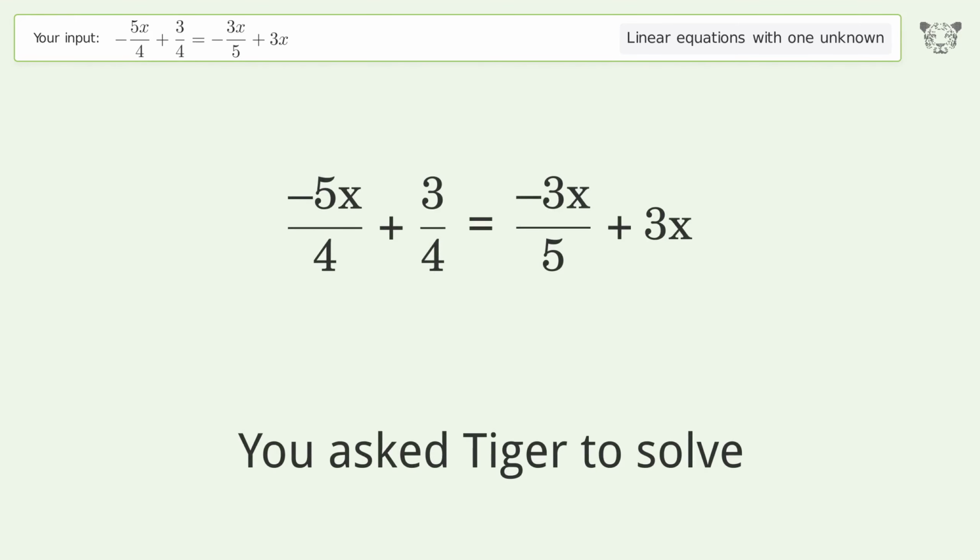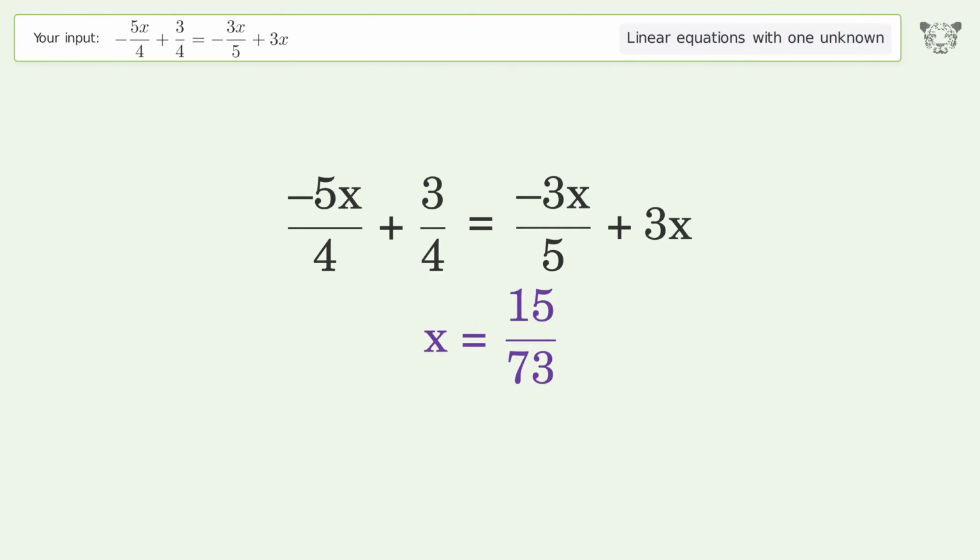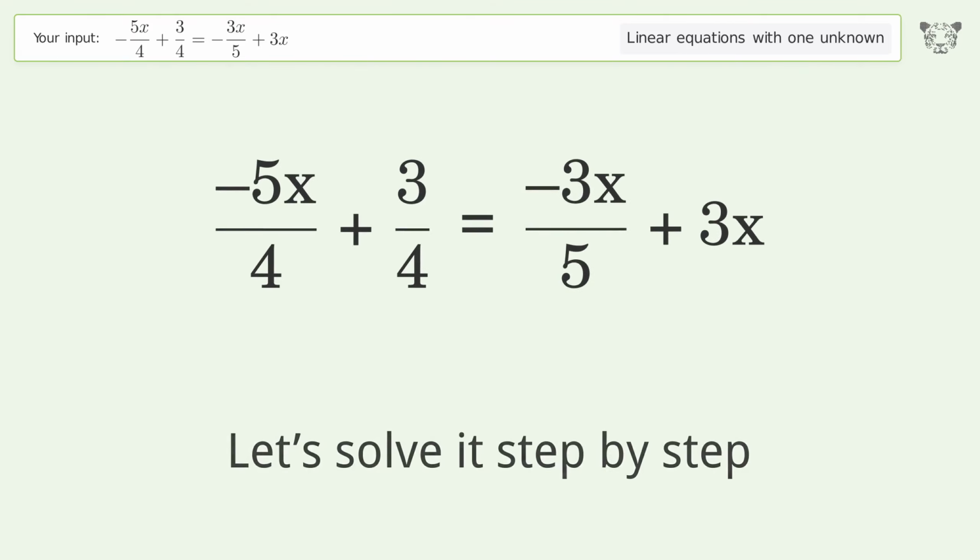You ask Tiger to solve. This deals with linear equations with one unknown. The final result is x equals 15/73. Let's solve it step by step.